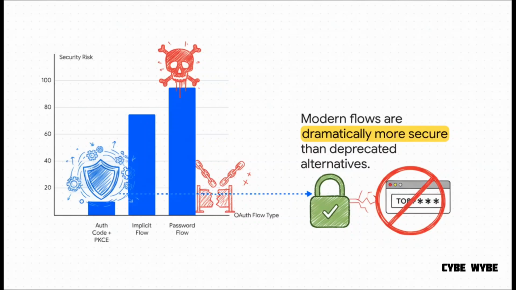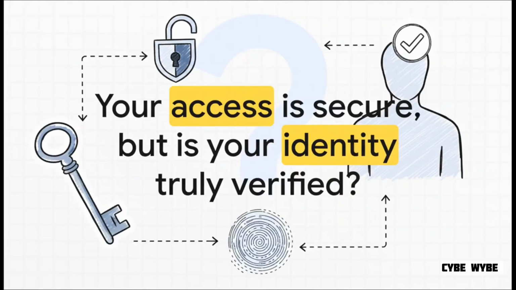So OAuth gives us this fantastic, robust system for delegating access, for handing out those valet keys in a really secure way. We've totally solved the problem of what an app is allowed to do, but this leaves us with one final and really important question. How does that app truly know who you are? Your access is secure for sure, but is your identity truly verified? And that, well, that's a whole other story.